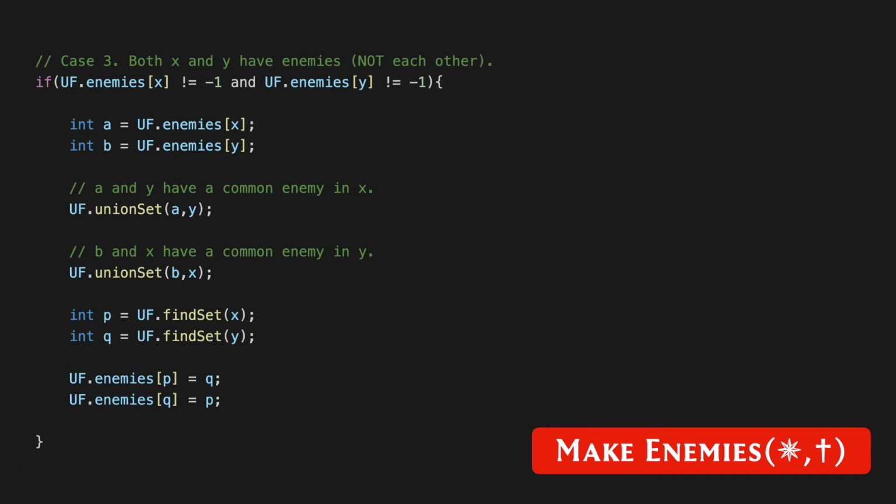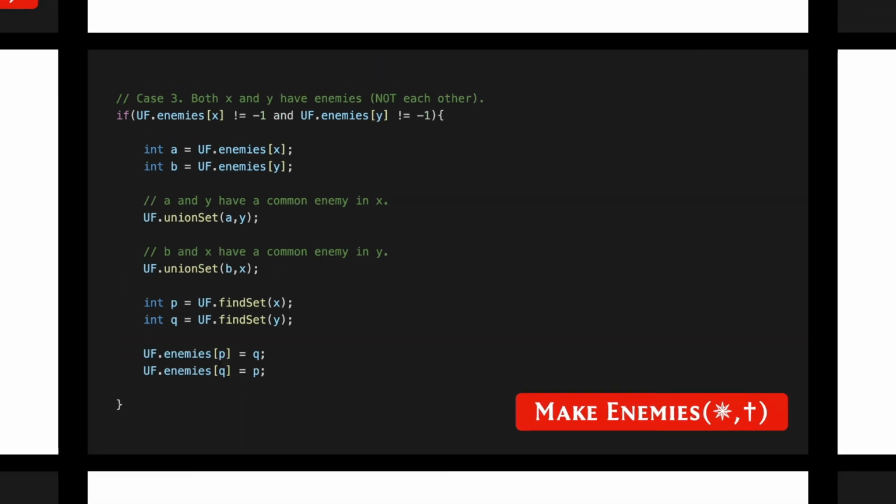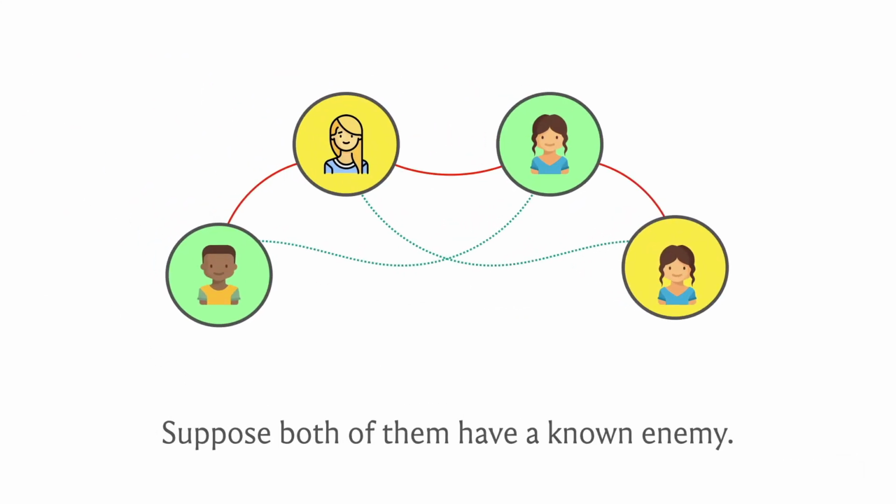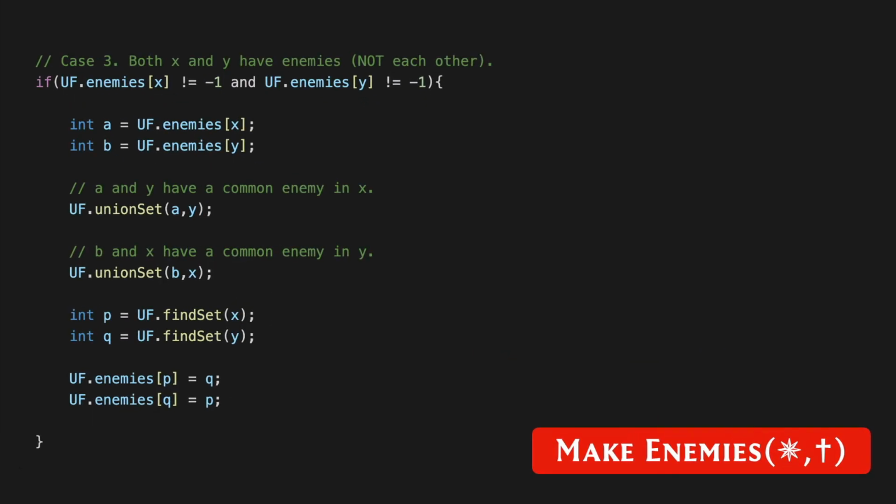If you go back and think about how we dealt with this case previously, we said that well, when that happens, so X and Y are the two people on the top and A and B are the two people on the bottom, then we said that, well, we need to make friends between let's say X and B and Y and A, because those are the additional friendships that we were able to infer by the common enemy rule. So that's exactly what we do in the code.